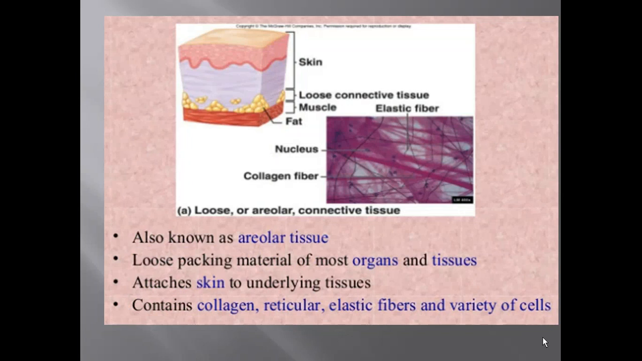So under the microscope, you will see the loose or areolar connective tissue has a lot of elastic fibers and collagen fibers with a nucleus. And as I said, connective tissue is not on the surface, so it's the second layer of tissue. It starts with epithelium, and then it's the underlying layer.